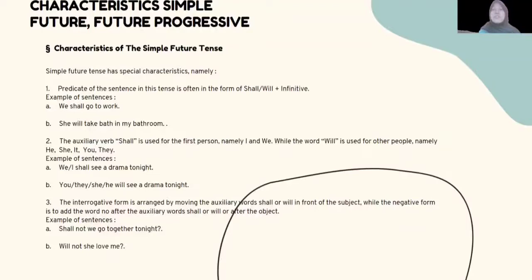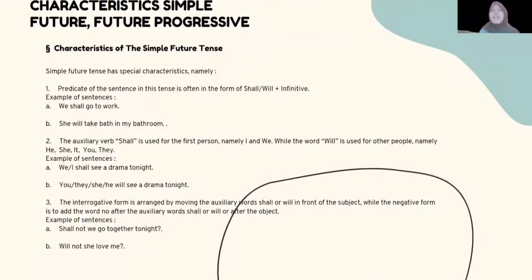Number 2. The auxiliary verb shall is used for the first person, namely I and we, while the word will is used for the other people, namely he, she, it, you, they. Example of sentence: A. We shall see a drama tonight. And B. You will see a drama tonight.